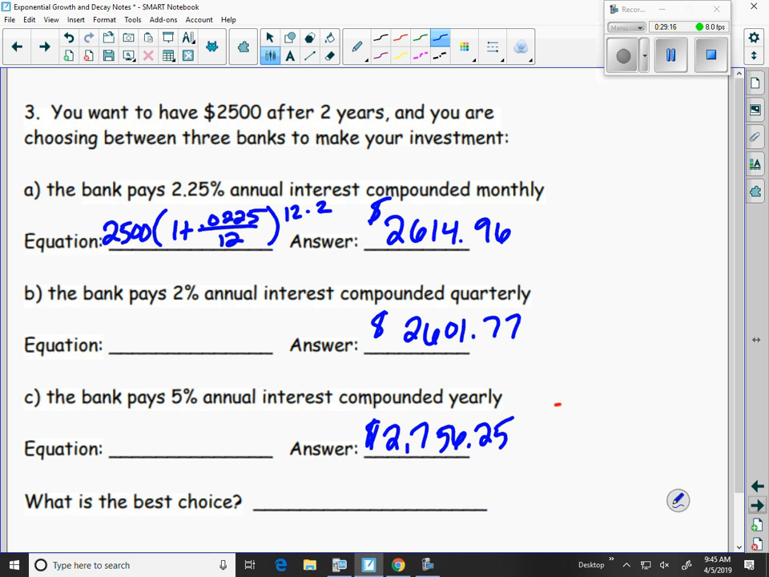Okay, any issues, anything I need to explain? I can come look at your calculator if you're not really sure what's going on.